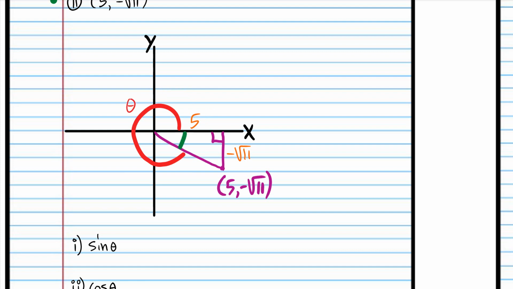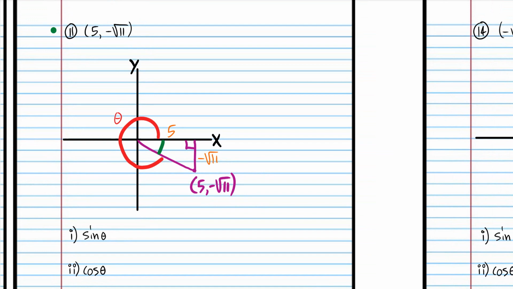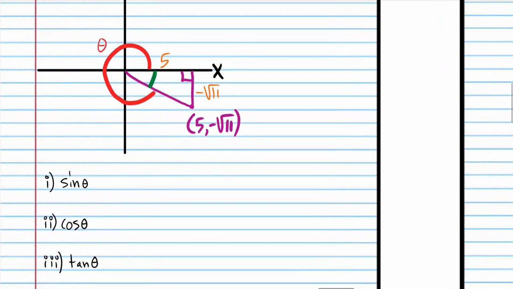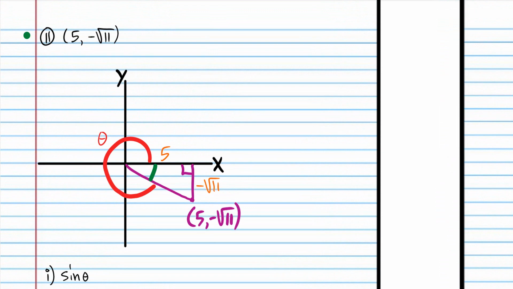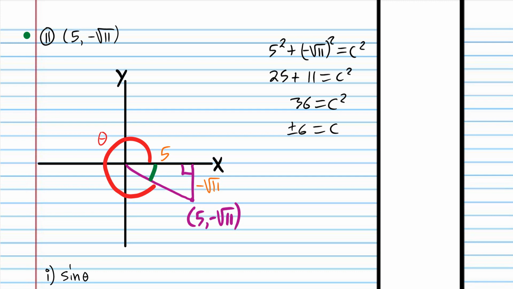And we need to use the green reference angle. So to speed things up a little bit, I'm going to just use the Pythagorean theorem. I'm not going to continue to draw triangles. We're looking for the hypotenuse, so we have 25 plus 11 is equal to c squared. 25 plus 11 is 36. Square root both sides, and we get plus or minus 6, but of course the hypotenuse always has to be positive.